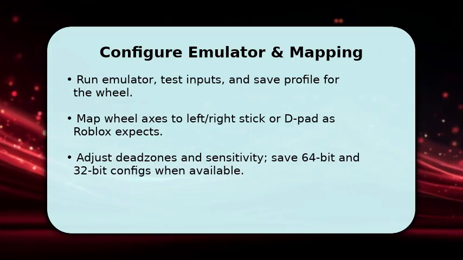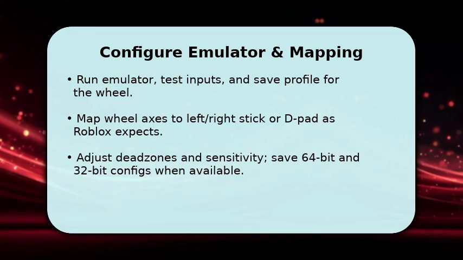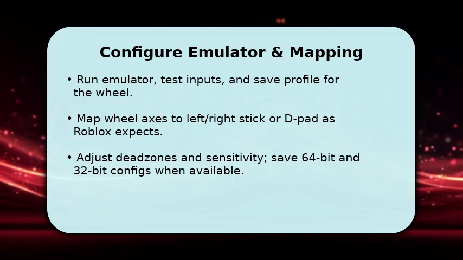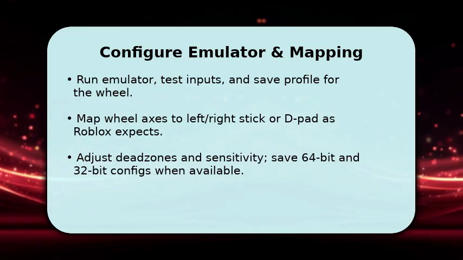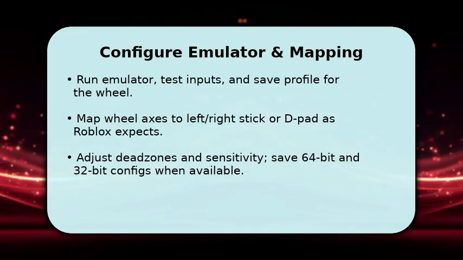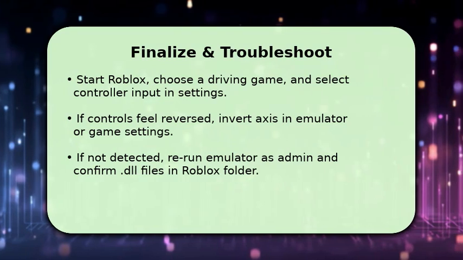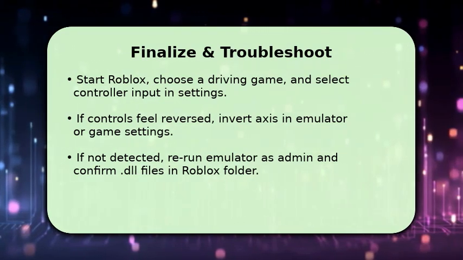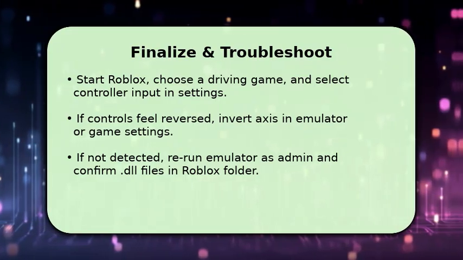After mapping, save both 32-bit and 64-bit configs if the emulator asks, and restart Roblox. This alignment prevents drift and gives consistent control behavior in-game. Now launch Roblox, enter a driving game, and switch to controller input. Once done, test steering, throttle, and braking.